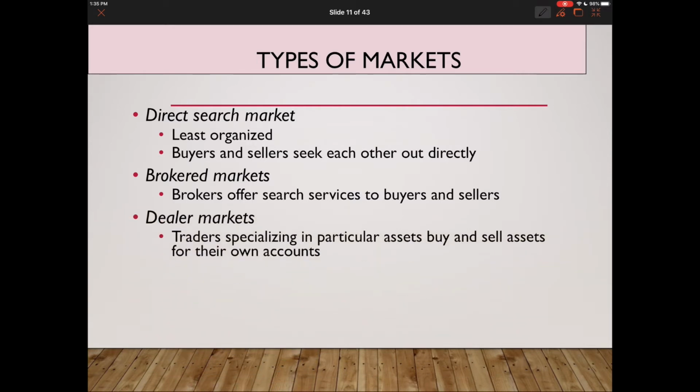Then we have dealer markets. Dealer markets have traders that are specializing in particular assets, buying and selling the assets for their own accounts. Easy example of a dealer market would be an auto dealer.